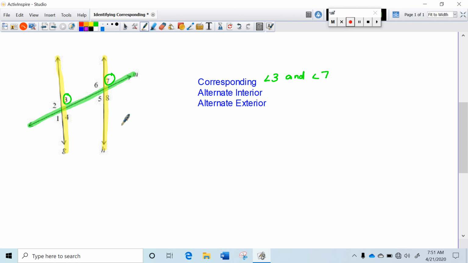And then alternate interior, well, 3 is inside the parallel lines, and on the opposite side of that is 5. So angle 3 and angle 5 are alternate interior. And then alternate exterior, outside. Well, one is outside of the parallel lines and the other one outside of the parallel lines is 7, that's alternate on the other side. So angle 1 and angle 7.